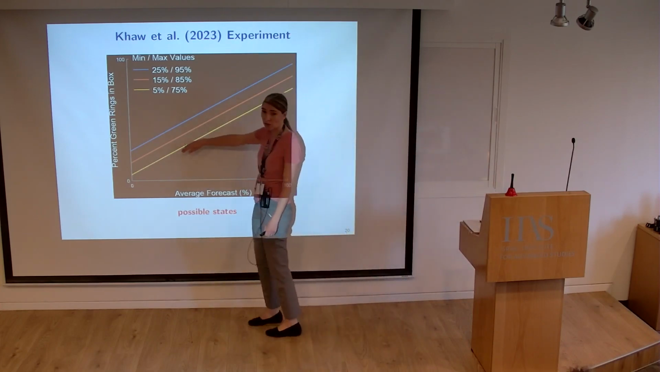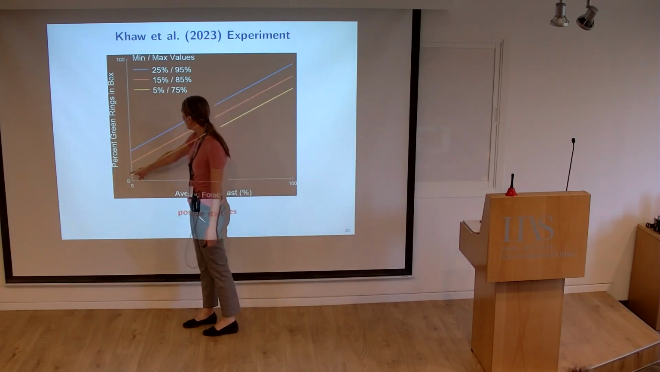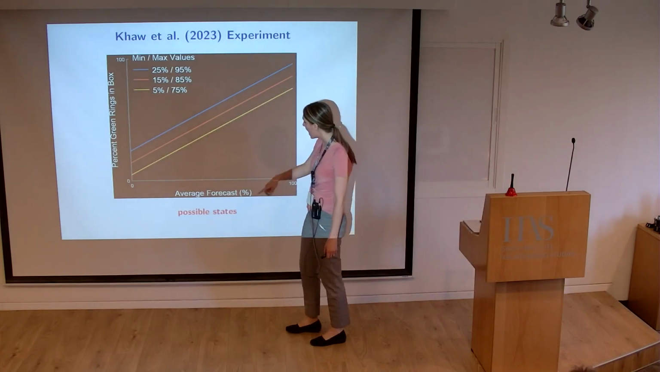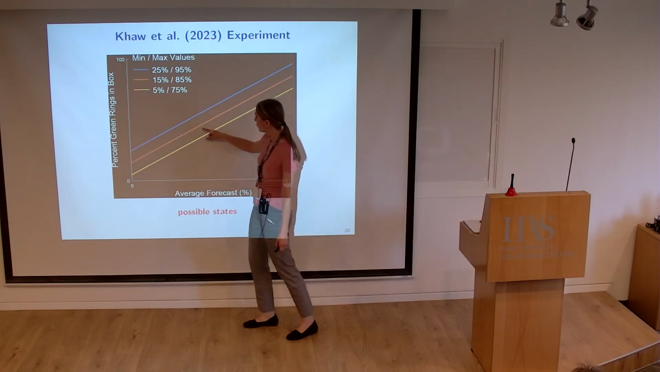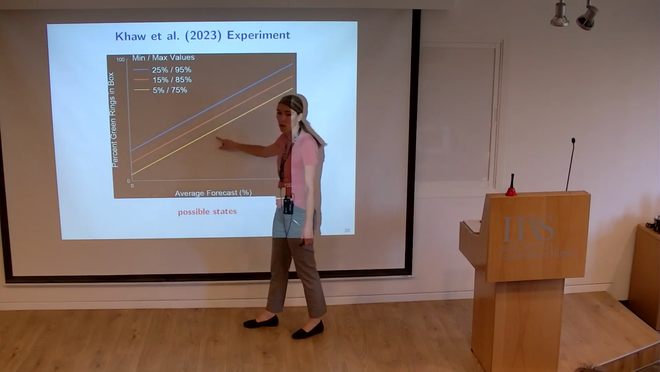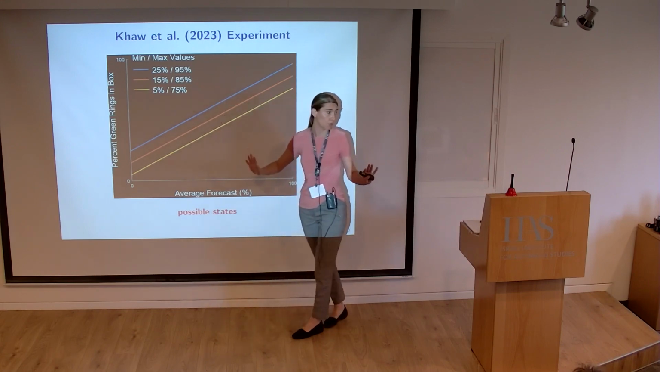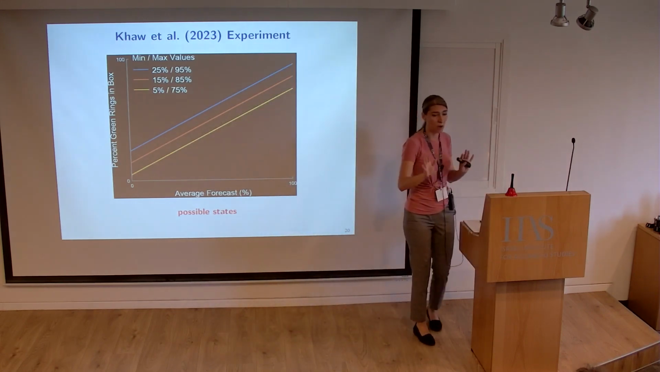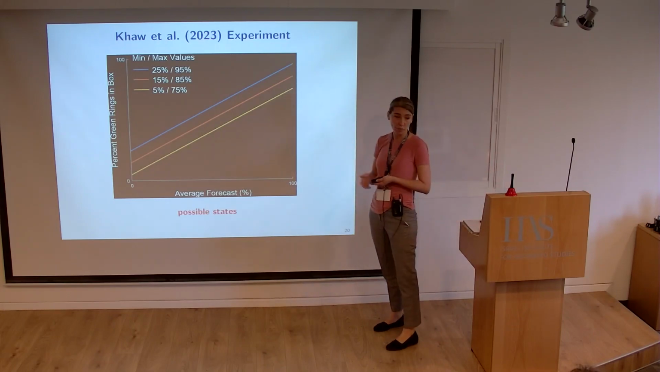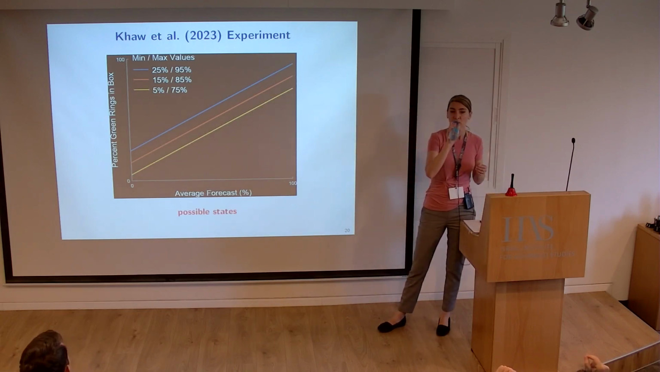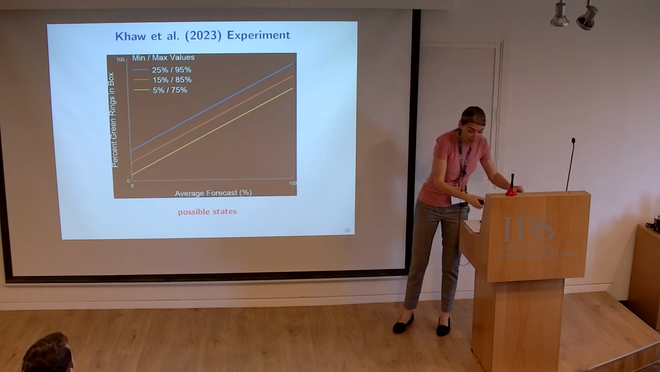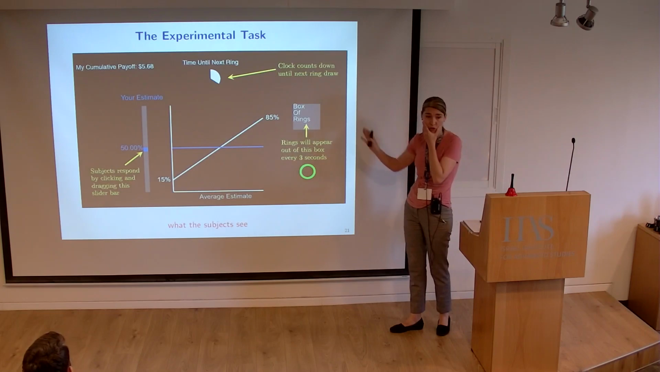And this is the best response function for each possible state. So we have the intercept at 5%, 15%, 25%. And then whatever your belief about the average forecast is, you can read off of this what your best response should be to that belief, right? And so we show the subjects this. We tell the subjects everything about how Z evolves, what the possible values are, the law of motion for the true probability, everything. So you're going to collect these forecasts and then you're going to place that many rings into the box. That's right. So let me show you what the subject sees. So this is the screen.